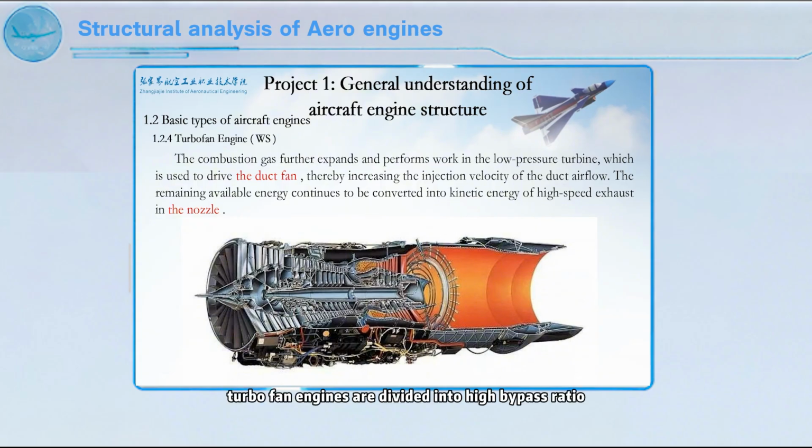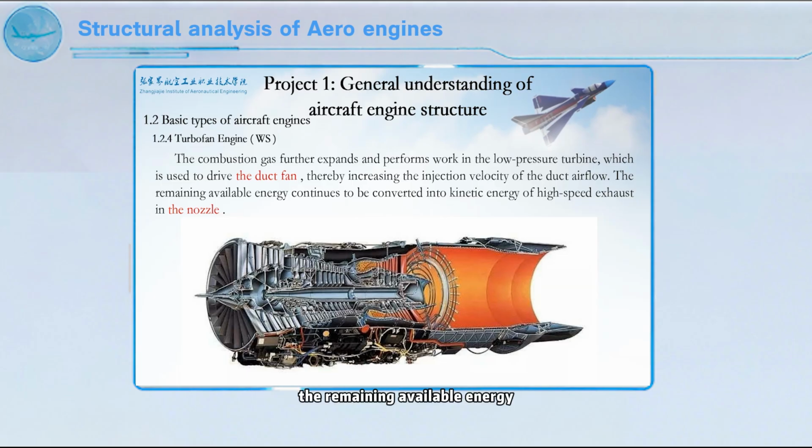Turbofan engines are divided into high bypass ratio turbofan engines and low bypass ratio turbofan engines according to different bypass ratios. Their structures are composed of an air inlet, a compressor, a combustion chamber, a turbine, a tail nozzle, and a fan. That is, an air inlet, a fan, and a tail nozzle are added on the basis of a gas generator. For a high bypass ratio turbofan engine, the gas expands and works in the low-pressure turbine to drive the outer bypass fan, increase the speed of the outer bypass airflow, and generate most of the thrust.